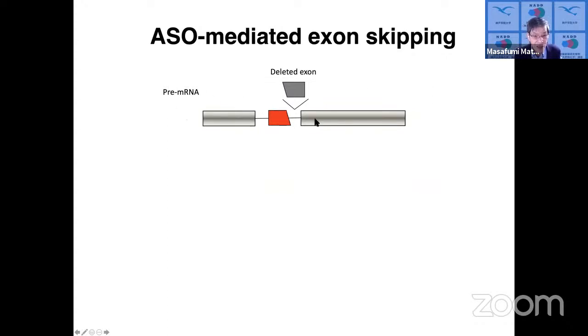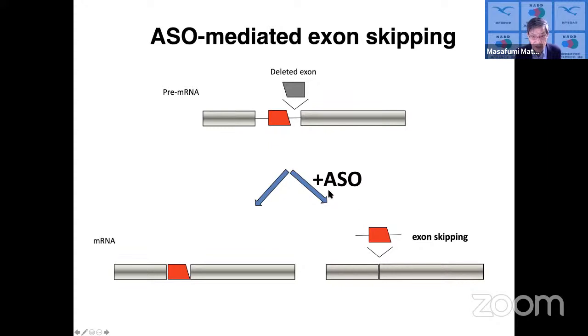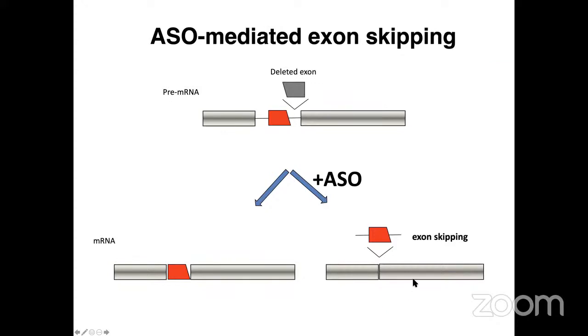This pre-mRNA is spliced to produce mRNA. In this case, the red exon is present. So this is out of frame and cannot produce dystrophin. But using antisense oligonucleotide ASO, we can remove the red exon from the mRNA. This is called exon skipping. The resultant mRNA recovers the reading frame, and so this mRNA can produce dystrophin.